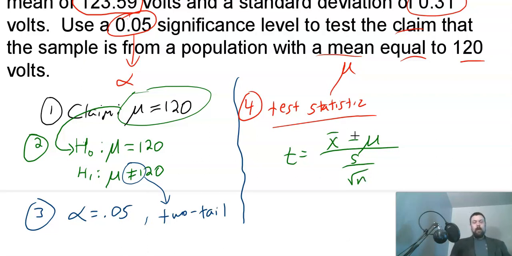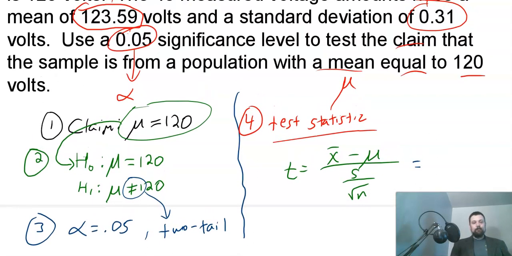So X bar is given in the problem. Let me use a different color here. So X bar is given in the problem, which is 123.59. It's just off the screen there. I can scroll up so we can see it. 123.59.